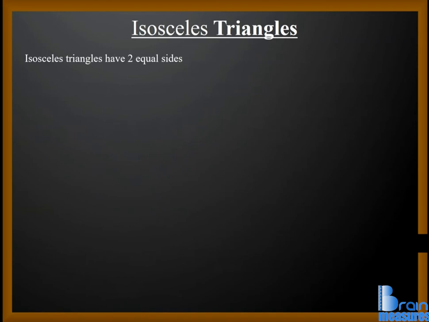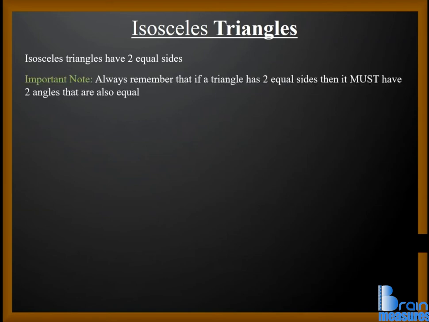An isosceles triangle must have two equal sides. So if it has two equal sides, then it must also have two angles that are equal.